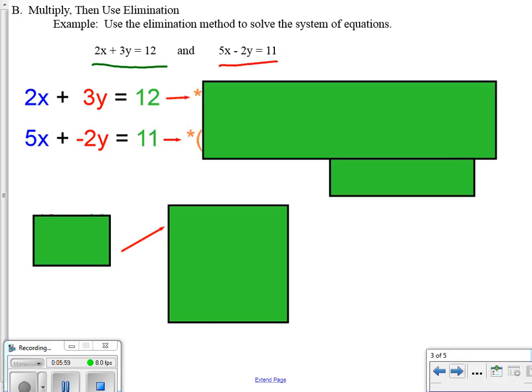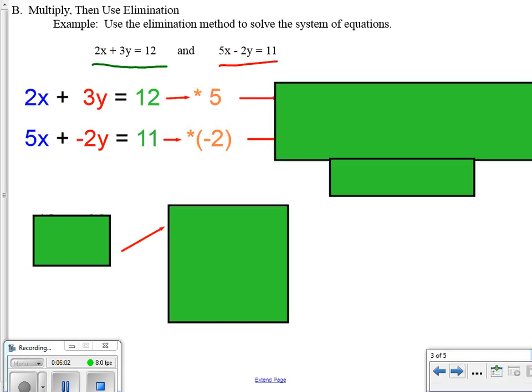Now, looking at our pieces, though, I notice if I look at our x values, 2 and 5, I can get those both to equal 10 really quick. I just have to multiply the top equation by 5 and the bottom equation by negative 2. That way, they'll both equal 10x, and I can get rid of them. I'm multiplying the bottom one by a negative, so that it would be negative 10x. And when they add together, they'll cancel each other out.